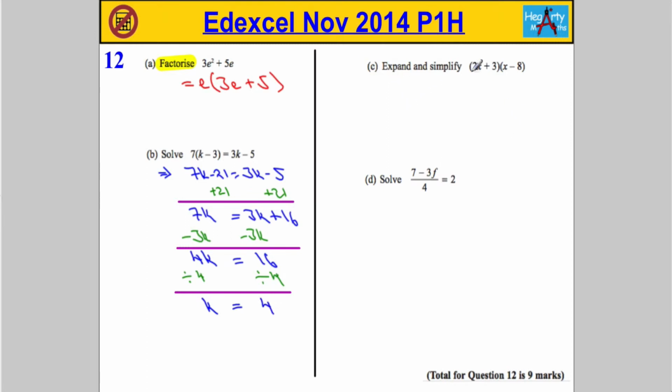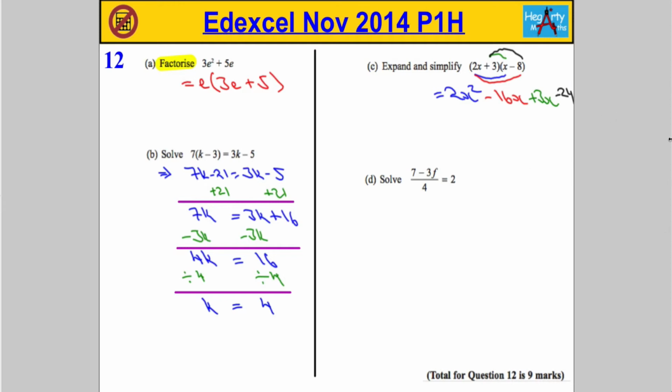Part C, expand and simplify. So we're going to do 2x times x to get 2x squared. We're going to do 2x times negative 8 to get negative 16x. We'll do 3 times x to get positive 3x. And then finally, positive 3 times negative 8 to get negative 24.